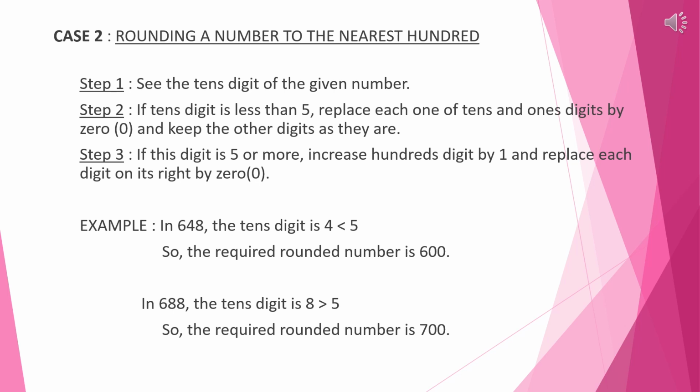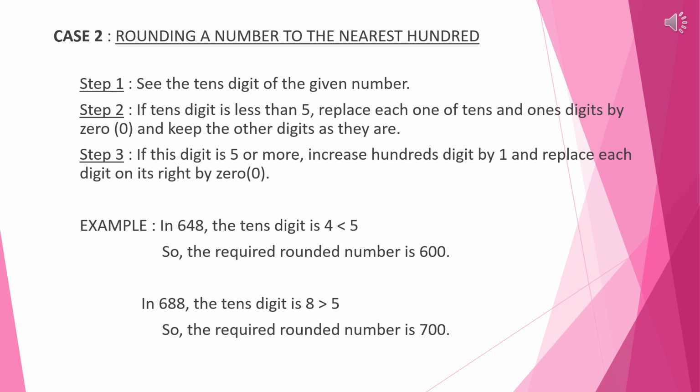In 648, according to the Indian number system, the ones digit is 8, the tens digit is 4 and the hundreds digit is 6. We have to compare the tens digit, that is 4, which is less than 5. So we have to follow step 2. According to step 2, replace the ones and tens digits by 0. That means 4 and 8 are replaced by 0 and keep the other digit as it is. That means 6 as it is. So the required number is 600.